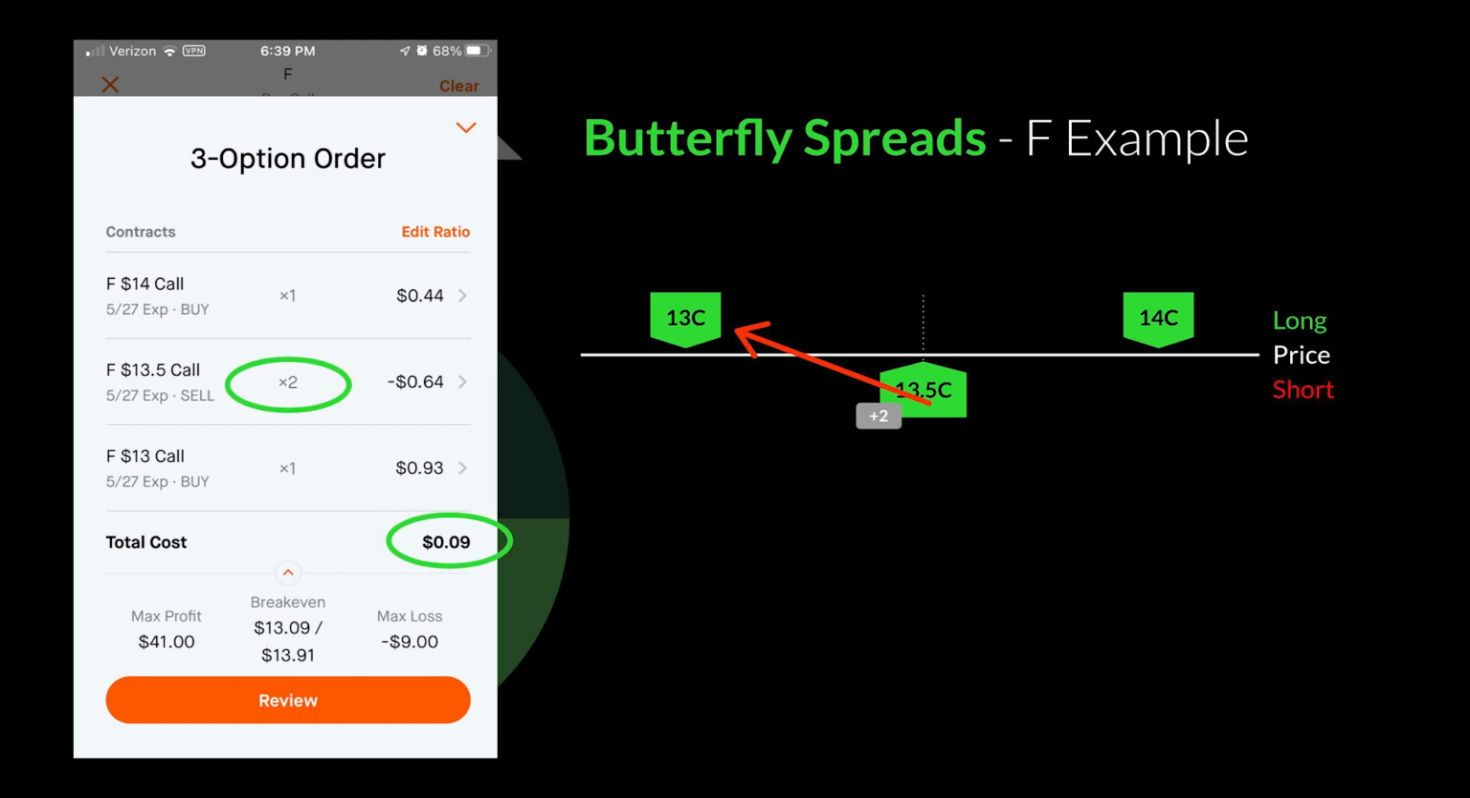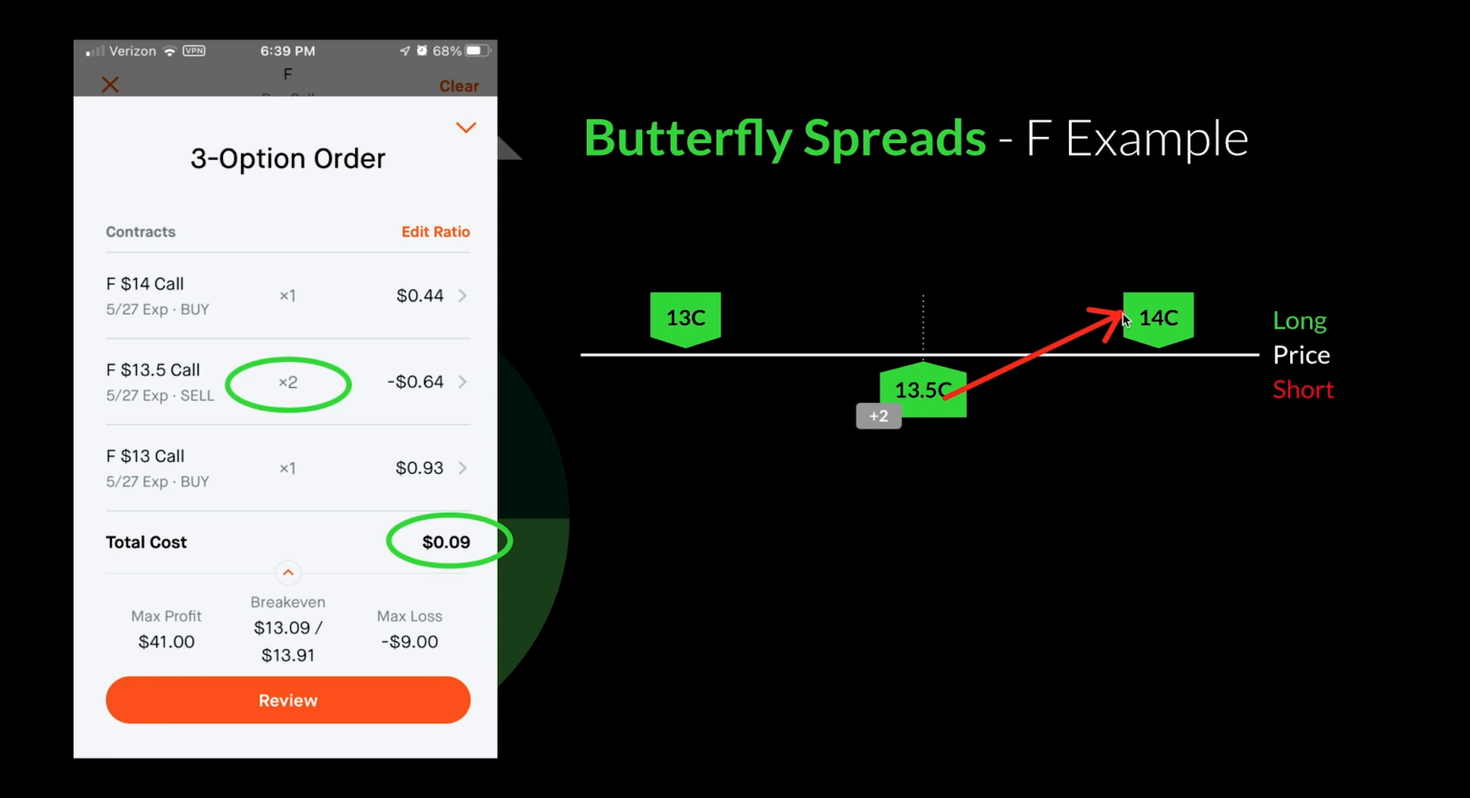So if we buy this one, sell this one that's closer to the money, and then we buy this one that's further in the money for the call example, now this is a debit spread. So here we've got a call debit spread, and here we have a call credit spread.